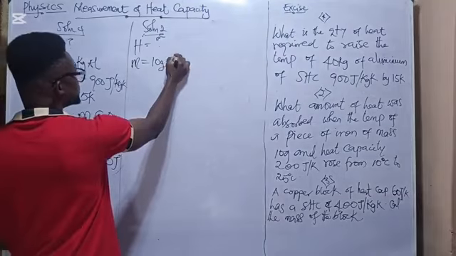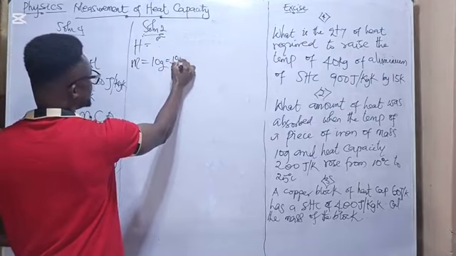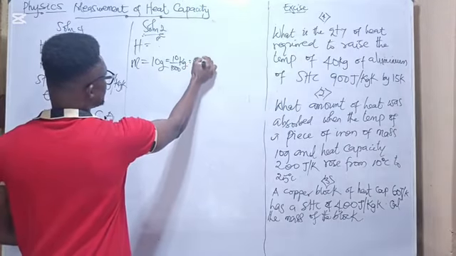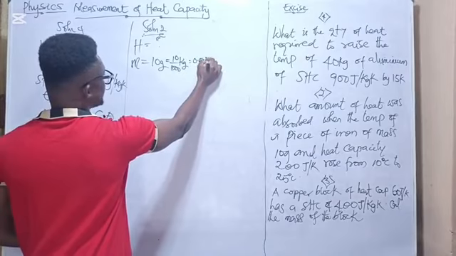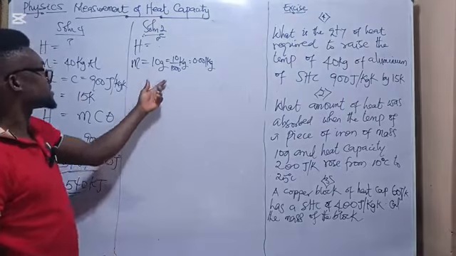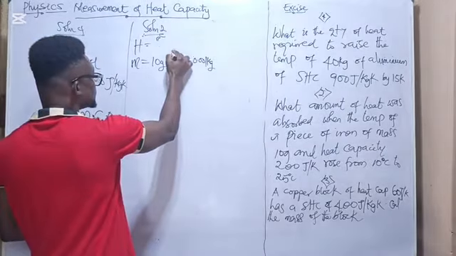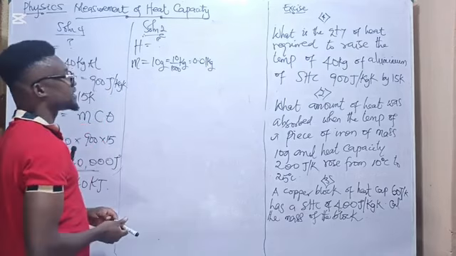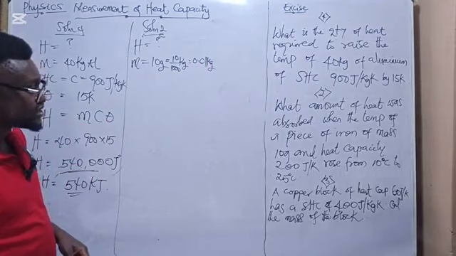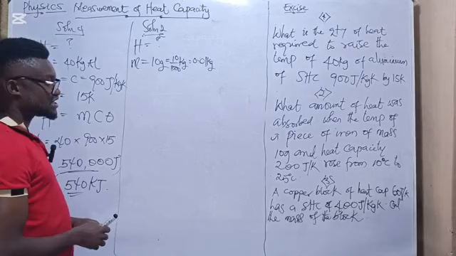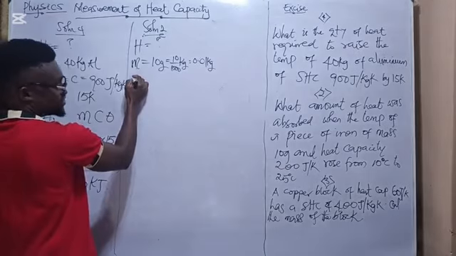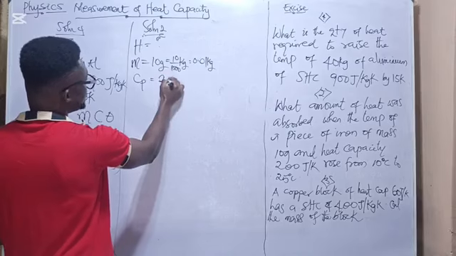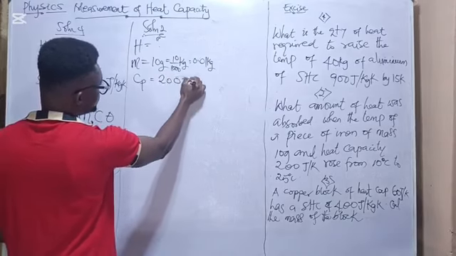So the mass of the iron was given as 10 gram. Remember to convert to kilogram. 10 gram is equivalent to 10 divided by 1000 kilogram. So if you do that, you are going to have 0.01 kilogram, okay? So that's the mass. Then we are given the heat capacity as 200 joule per Kelvin. So the heat capacity, not specific heat capacity. So we have the heat capacity as 200 joule per Kelvin.